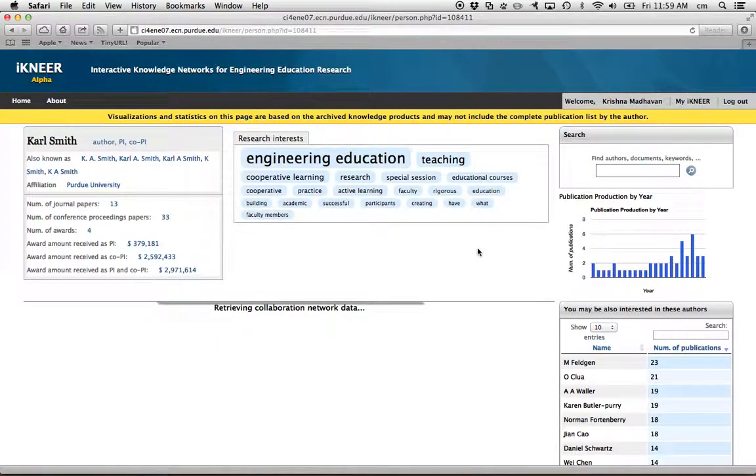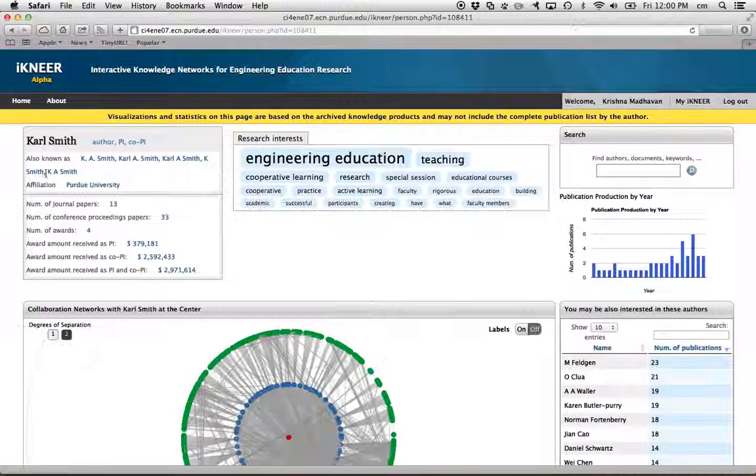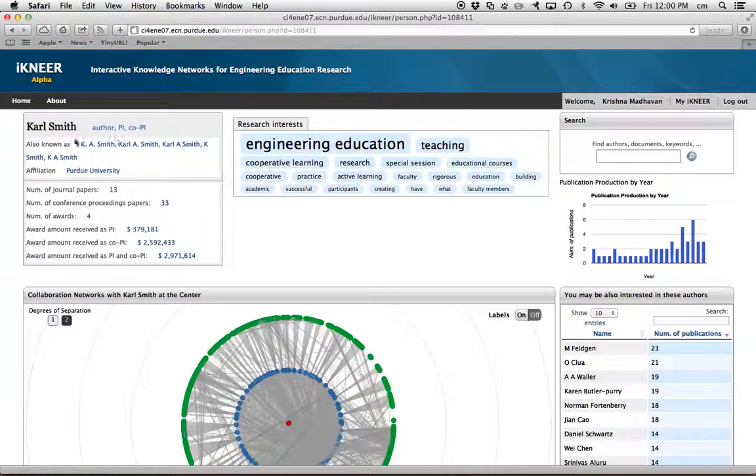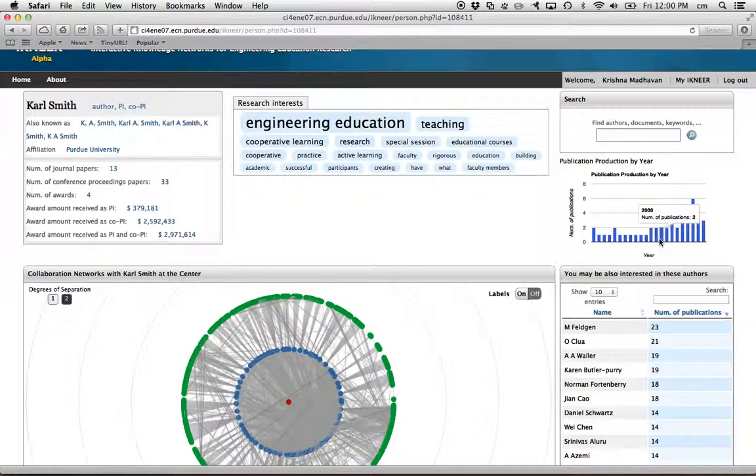In our system, Carl Smith is only recognized as a researcher and he has no other roles. So you see that his research interests are listed over here. Of course, Carl has worked extensively with cooperative learning, and you see the key phrase related to that. On the top left over here, you see all of the name variations that Carl has in our system. And on the right here, you see his publication production by year. You can mouse over and see how many publications he had each year.